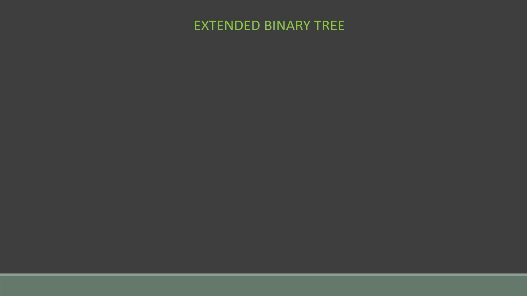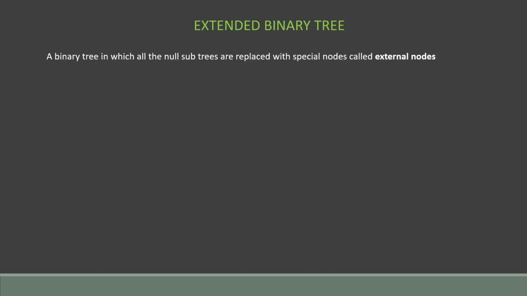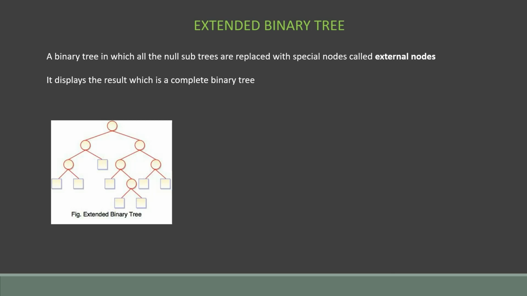So let's see what is an extended binary tree. A binary tree in which all the null subtrees are replaced with special nodes, which are called external nodes. It displays the result, which is a complete binary tree. So let's see an example of it. We can see that all the nodes which don't have any child are replaced with a special node, which is represented as a square.